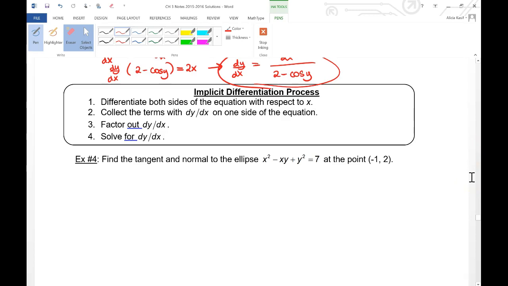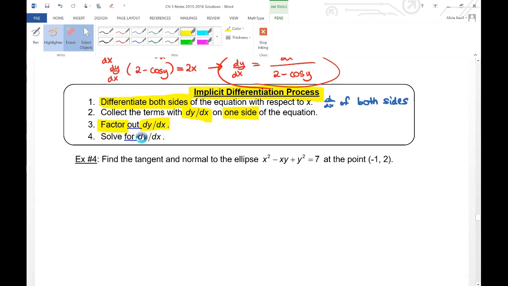Okay, so here is the process. I know we just went through it, but if you're kind of a step-by-step person, so implicit differentiation, what we're going to do is we're going to differentiate both sides. So that means d dx. So this is basically just what we just did. I'm just kind of summarizing. So what did we do? We did d dx of both sides, and then what? We want to collect, so we want to get dy dx on one side, factor out, and then solve.